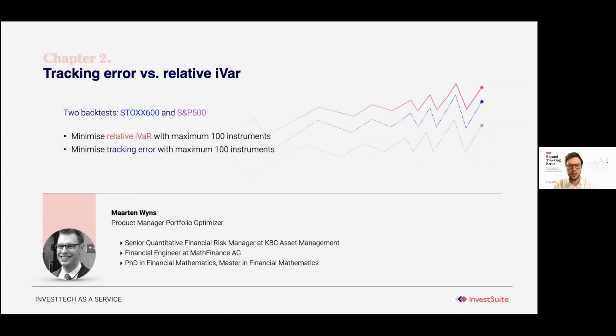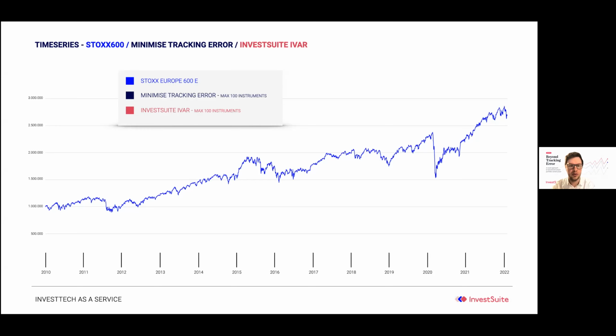Thank you, Joyce. Thank you for the introduction. Indeed, as said, we will first give a practical example of the difference between tracking error and relative IVAR. So what I will present is 2 backtests that we performed, one on the Stoxx 600 and one on the S&P 500. So for both indices, we construct the backtest first with relative IVAR. So we try to minimize relative IVAR with a maximum of 100 instruments. And the second backtest, each time we try to minimize the tracking error with also a maximum of 100 instruments. So we did it for both the indices. Best to say maybe that Stoxx 600, it's very much similar with MSCI Europe, so that all of you can have a notice of what it holds.